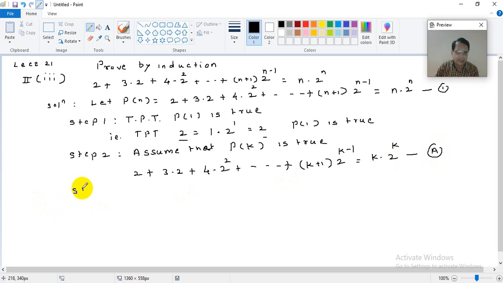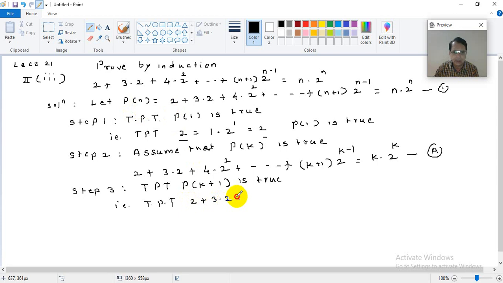And now the step 3, to prove that Pk plus 1 is true. Right? That is to prove that. Now what we have to do in this Pn, you have to put n as k plus 1. So what will be your left hand side? 2 plus 3 into 2 plus 4 into 2 squared, right? Plus and so on.